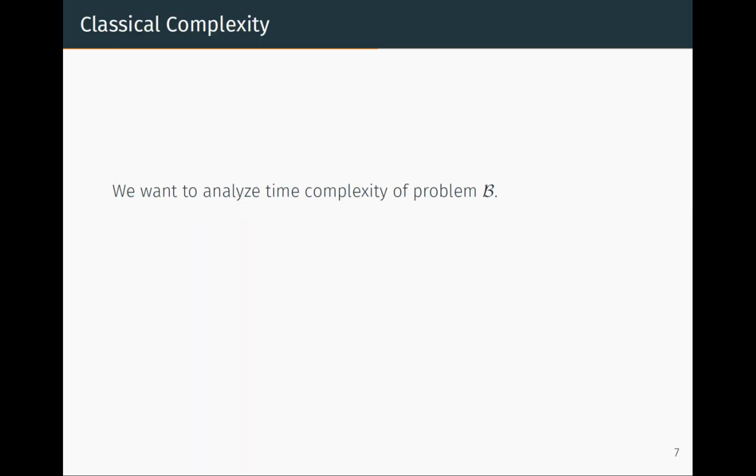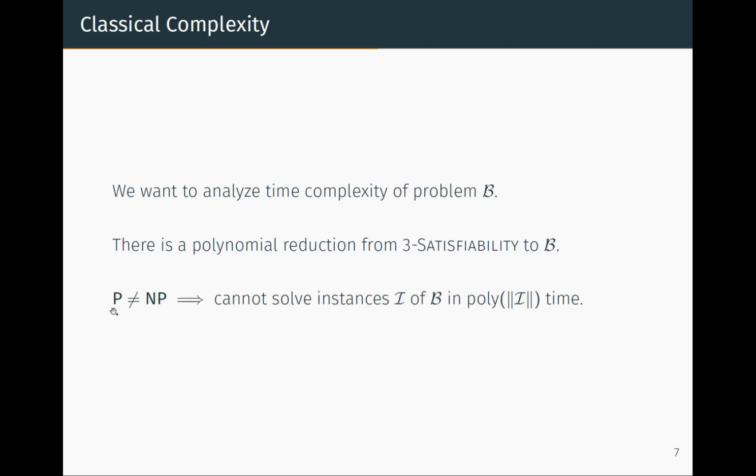So in classical complexity, you look at a problem B, and if you want to prove a lower bound on it, you are looking for a polynomial reduction from 3-satisfiability to B. It can be any other NP-complete problem here. And if we find such a reduction, the hypothesis P not equal to NP implies that we cannot solve B in polynomial time. So this gives us a superpolynomial lower bound. If we want stronger lower bounds, then we need stronger assumptions than P not equal to NP.